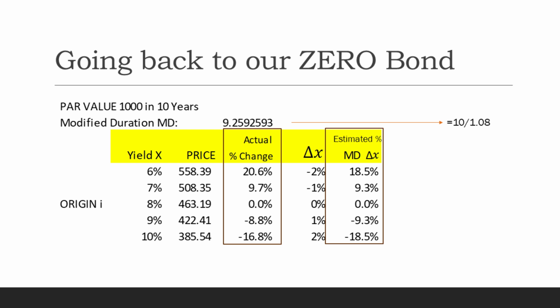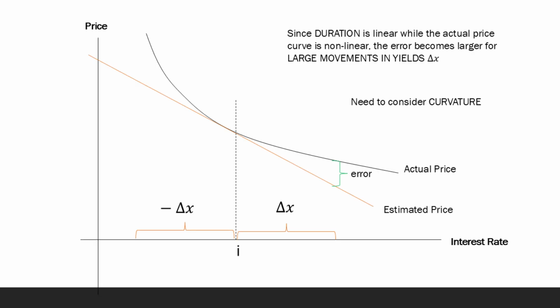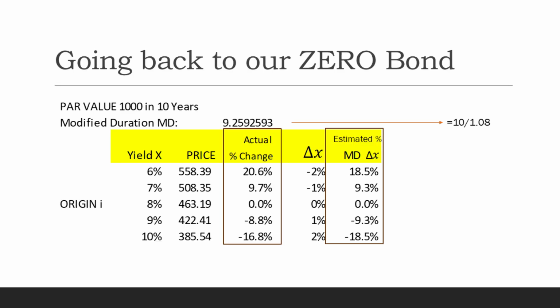So you'll notice that the estimated percentage change is a linear function, unlike the real change in the prices of the bonds. This is because duration is a linear concept, and upwards and downwards movement are all the same to it. So the modified duration here is 9.2592, etc., times delta x, and you're going to have these numbers. So you'll notice that the numbers are off by bigger amounts the bigger the change in yields versus the actual changes. This happens because duration is linear, like we said a while ago, while the actual price curve is non-linear.